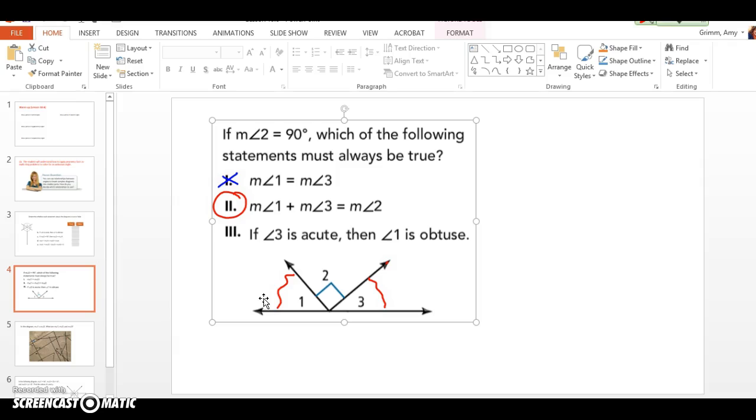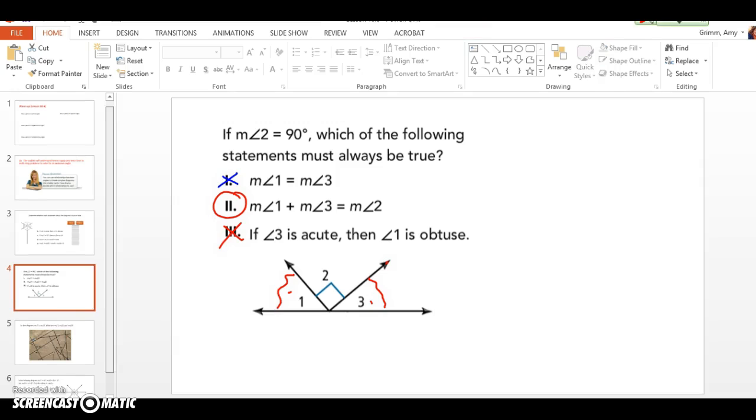No. Because angle 1 and angle 3 together can only add up to how much? 90. And the definition of obtuse is what? Over 90. Yes, and less than 180. So there's no way that that can be true. You really have to think about these.